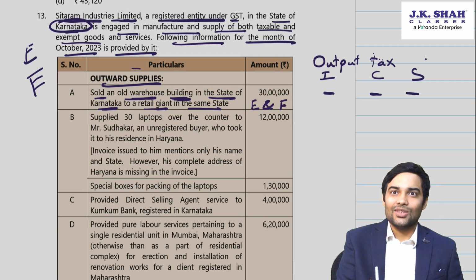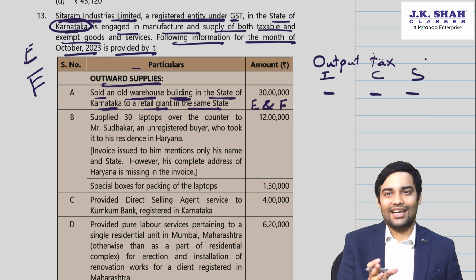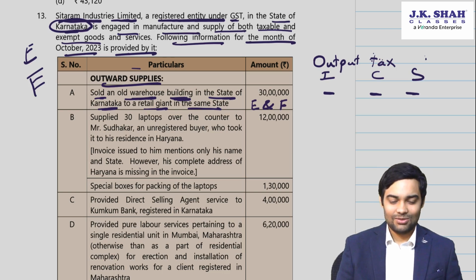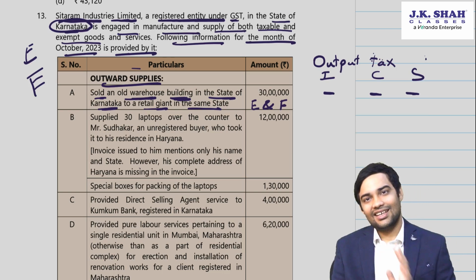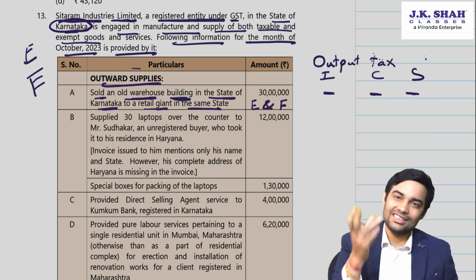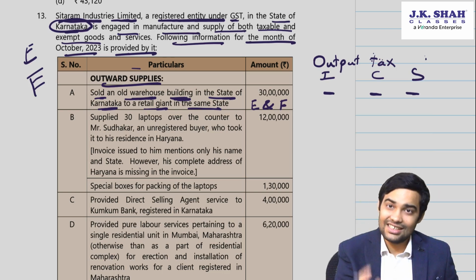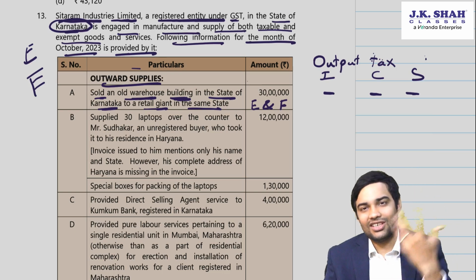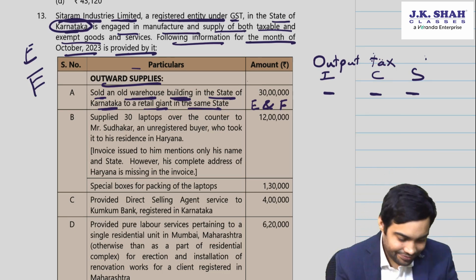Stamp duty value. Don't forget that. Don't forget that land and building is valued at stamp duty. Securities are valued at 1% of the sale value. So be careful. Nil in output, but this will come in both E and F, not the sale price but stamp duty value. So somewhere I am sure stamp duty value will be given.